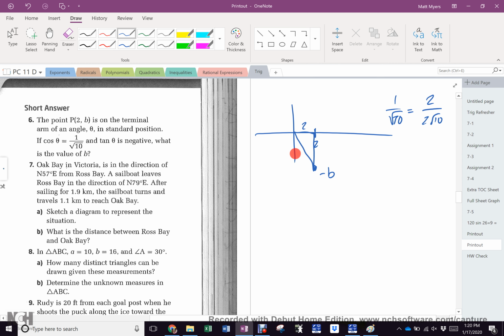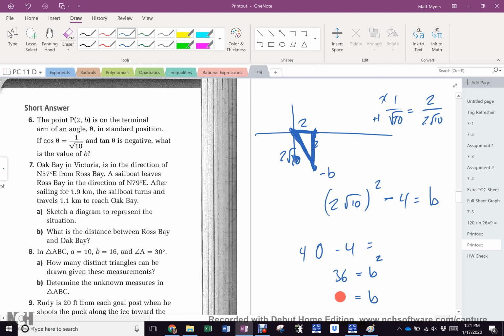But do we even need that? This is x over hypotenuse, right? Okay, so this is 2 root 10. How do I find this distance? What do I use with that shape? Pythagoras, right? 2 root 10 squared minus 4 has to equal b squared. 2 root 10 times 2 root 10 is 4 times 10, which is 40, right? Minus 4 is what? 36 equals b squared. So what does b equal? 6, but it has to be negative 6 because it dropped down there.